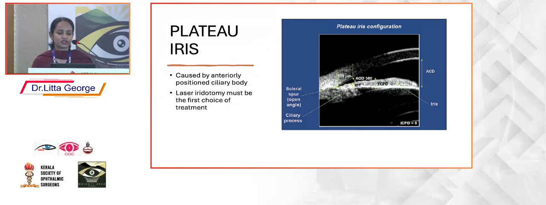So coming to the less common indication, then plateau iris, it is caused by an anteriorly positioned ciliary body. Laser iridotomy must be the first choice of treatment. Thereafter only you consider iridoplasty, topical pilocarpine, and the rest of the treatments.